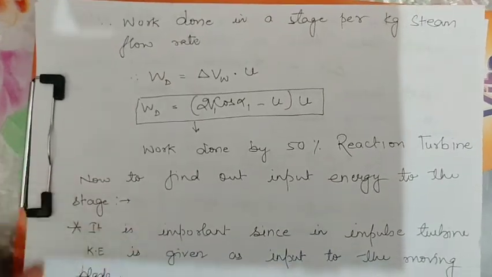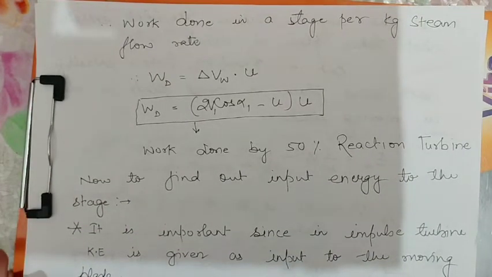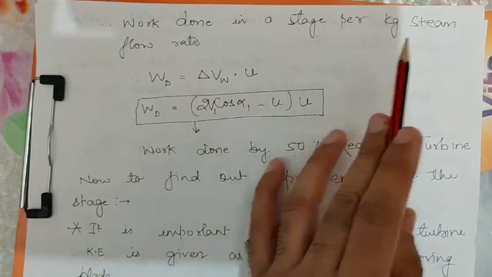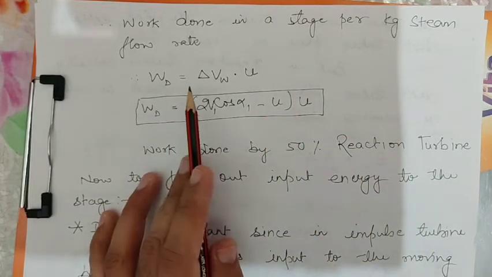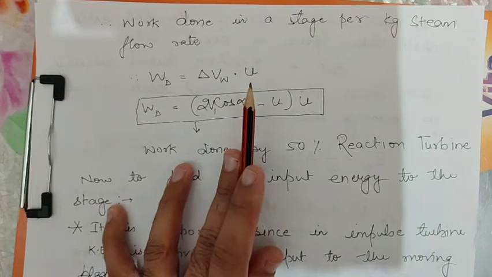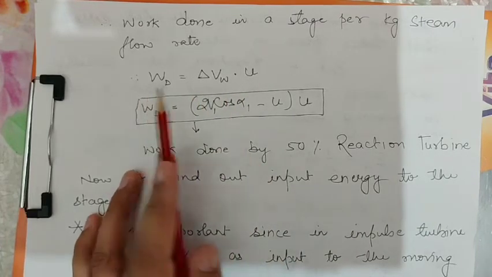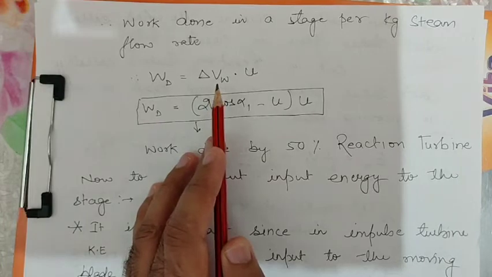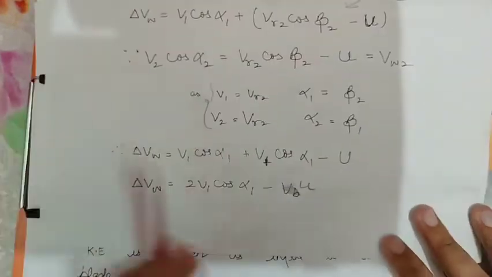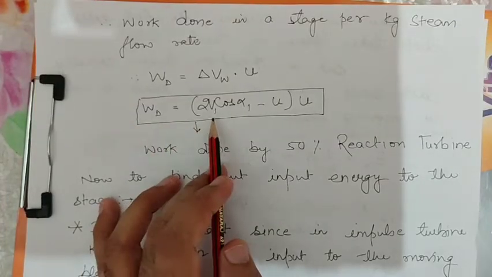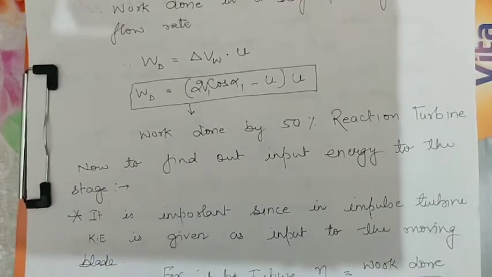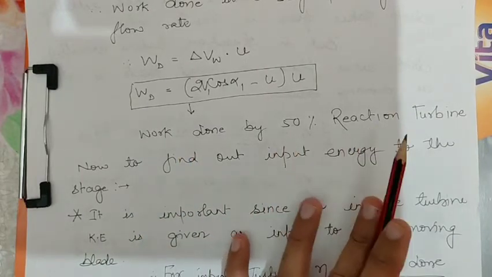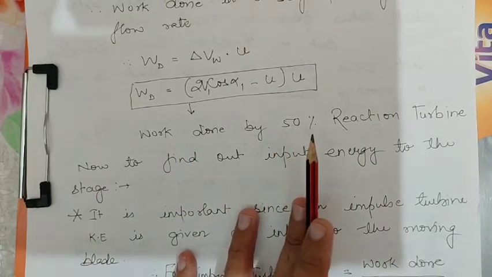Now, as we have done in the impulse turbine, the work done in a stage per kg of mass flow rate, as we take the mass flow rate as per kg, is equal to delta VW into U. This is similar to the case of the impulse turbine. So, by putting the value of delta VW that we found, the work done is equal to 2 V1 cos alpha 1 minus U, multiplied by U. This is the work done in the case of a reaction turbine having 50% degree of reaction.